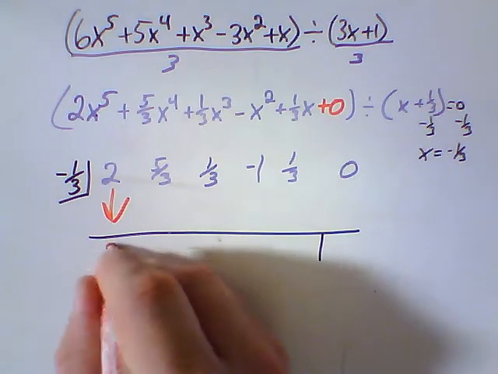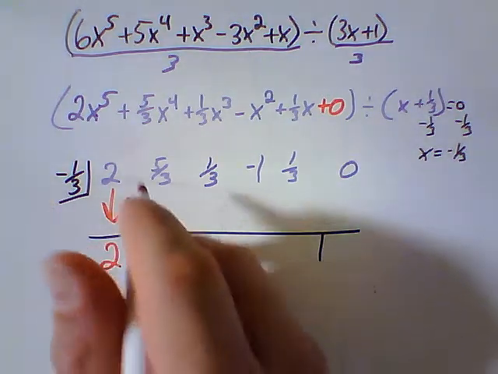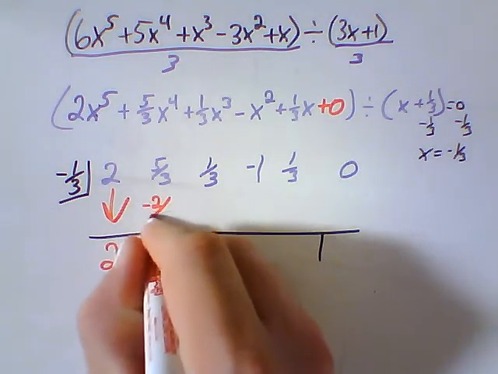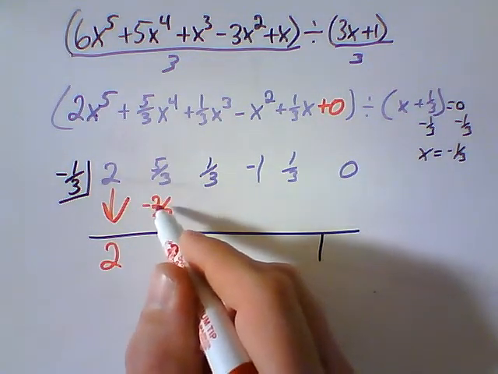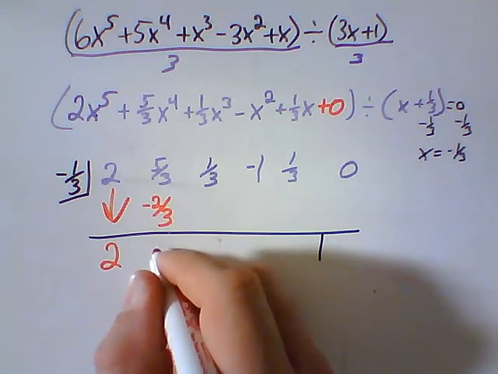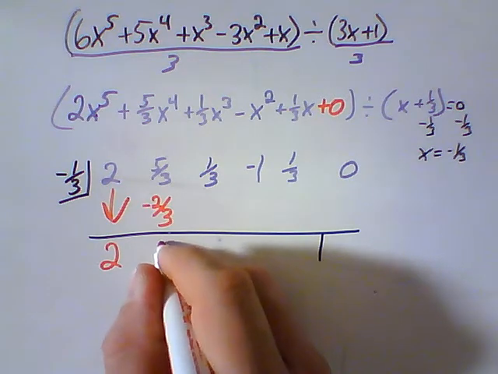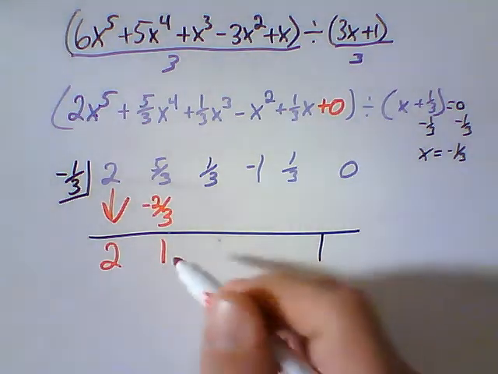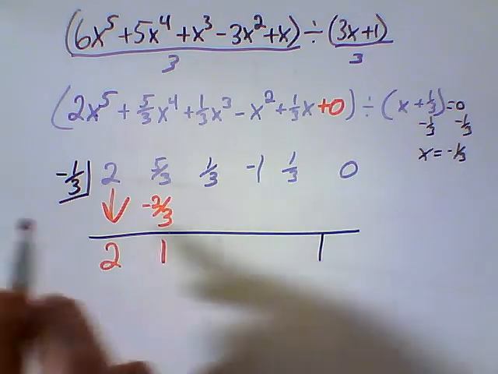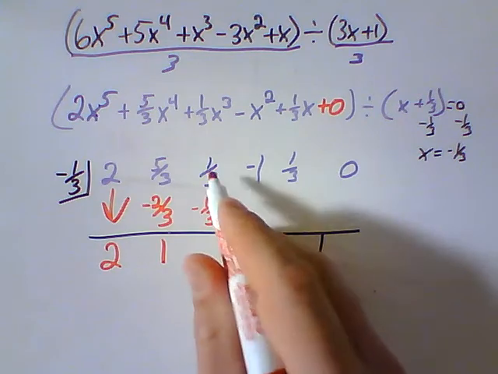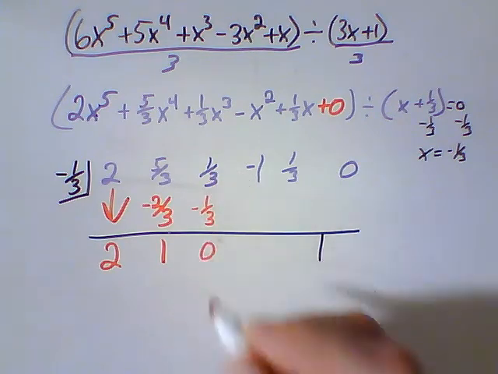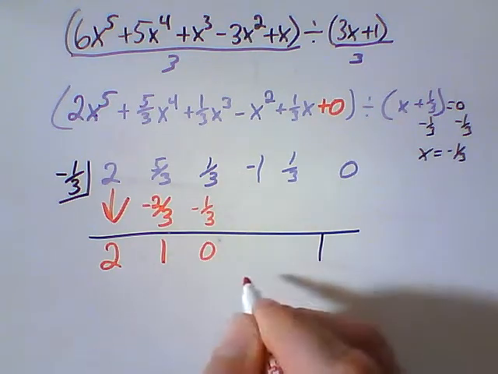Alright, bring down my 2. There it is. 2 times negative 1/3 is negative 2/3. Watch this fraction stuff. 5/3 and negative 2/3. That's only 3/3. But I'm going to write my 3/3 like that. 1 times negative 1/3 is negative 1/3. That is a convenient 0. Notice how all my fractions are disappearing.